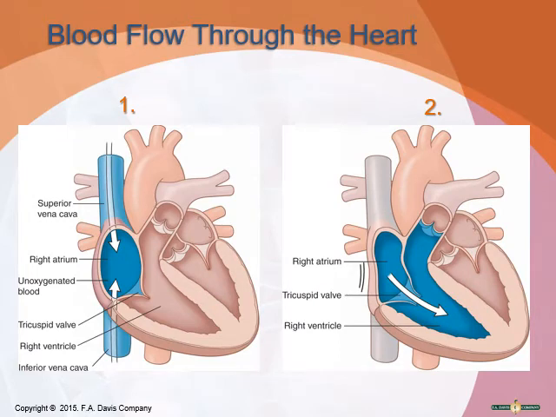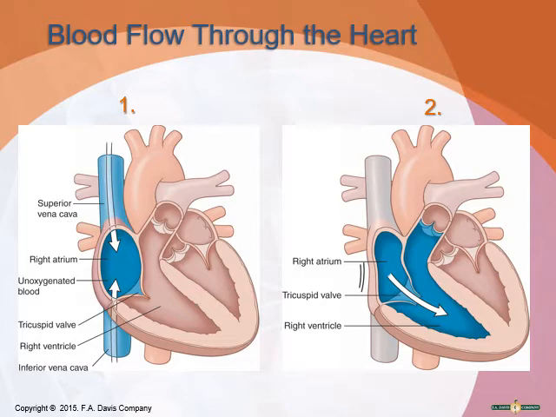Let's walk through the flow of blood through the heart again and identify each part along the way. Keep in mind, though, that the atria contract together and the ventricles contract together. You can also follow along in your Complete Anatomy app.